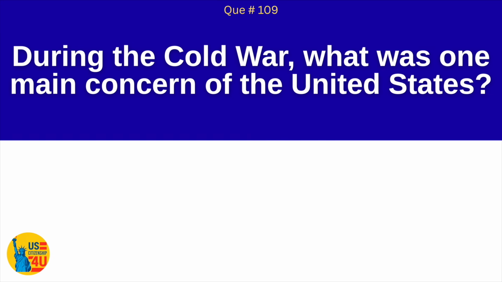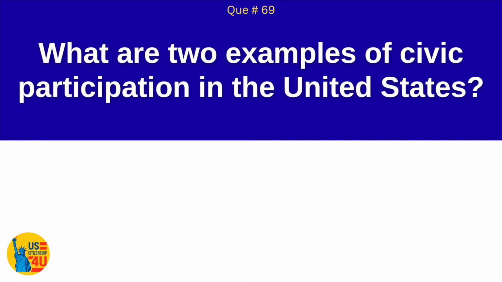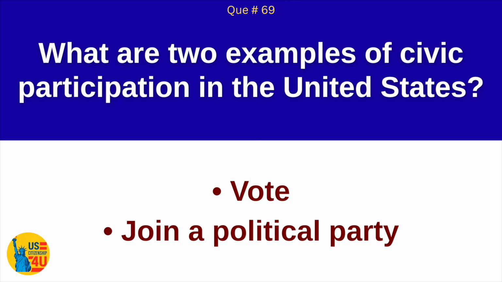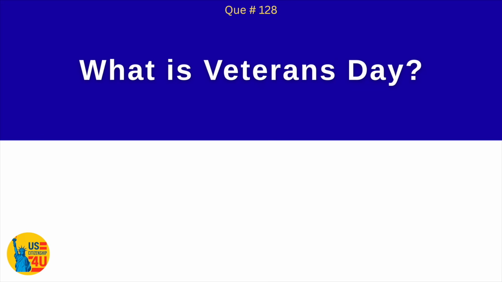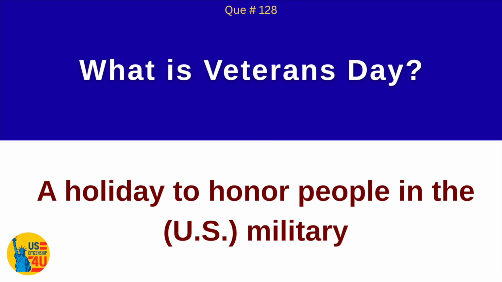During the Cold War, what was one main concern of the United States? Communism. What are 2 examples of civic participation in the United States? Vote. Join a political party. What is Veterans Day? A holiday to honor people in the U.S. military.